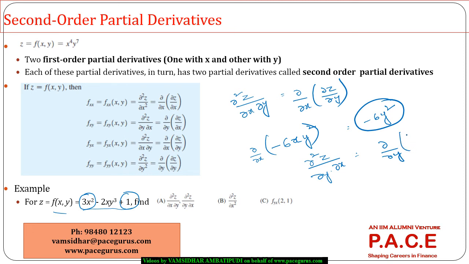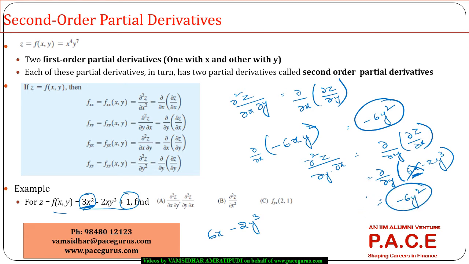First, I differentiate with respect to x, and then I differentiate with respect to y. So ∂/∂y of ∂z/∂x. Here y is constant, so the derivative of z with respect to x is 6x − 2y³. Now you have to differentiate it with respect to y. x is constant, and this becomes −6y². Here also we are getting a scenario where this is the same.